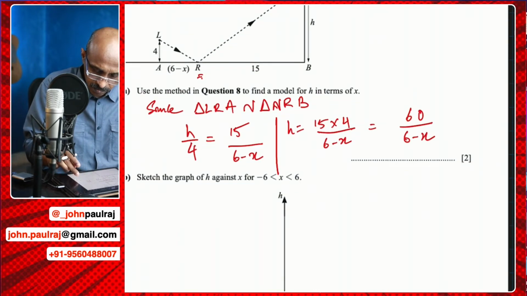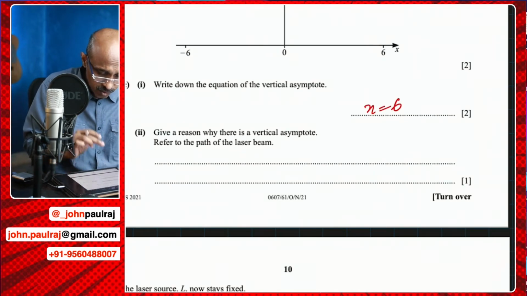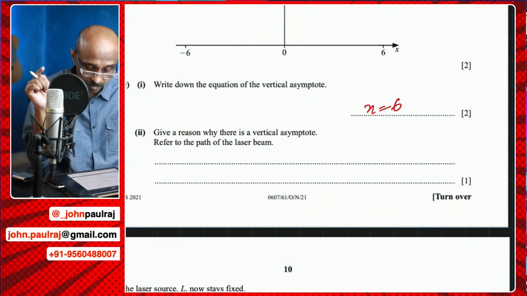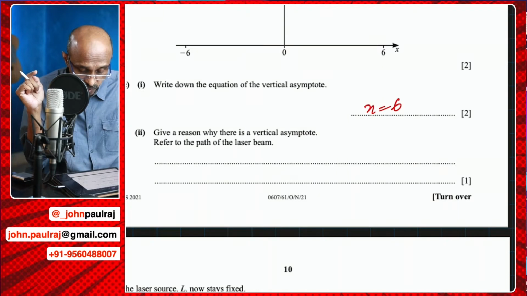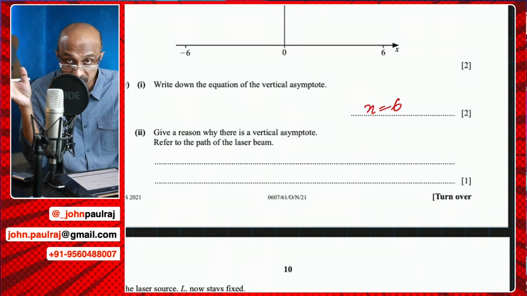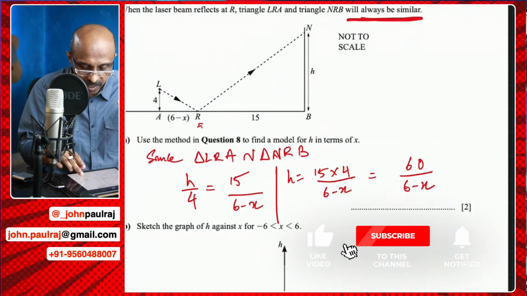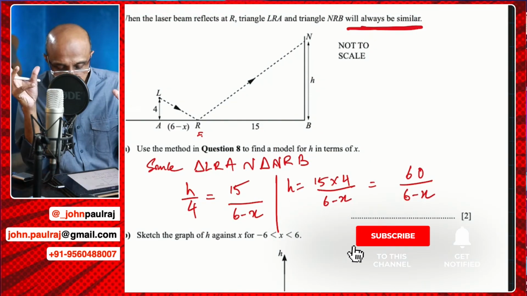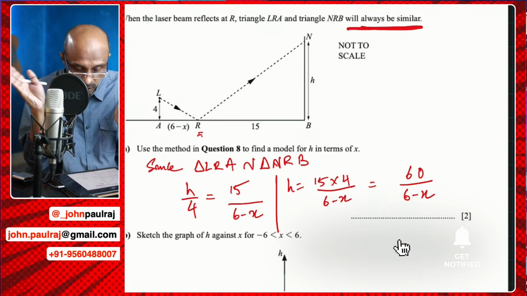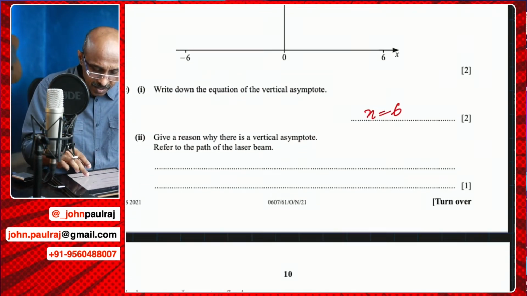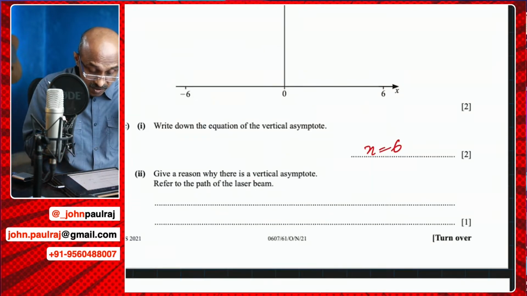All right, now, part 2 for C says, give a reason why there is a vertical asymptote. Why x cannot be equal to 6? That's a question, right? Because when you say that there is a vertical asymptote, algebraically, we're saying that the denominator should not become 0, that 6 should not be part of the domain. So why is there a vertical asymptote is the reason that we need to give.